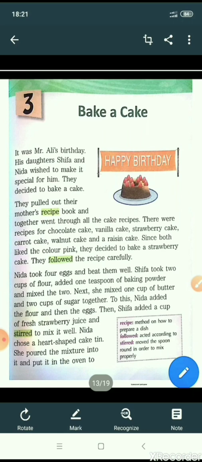It was Mr. Ali's birthday. His daughters Shifa and Nida wished to make it special for him. They decided to bake a cake.